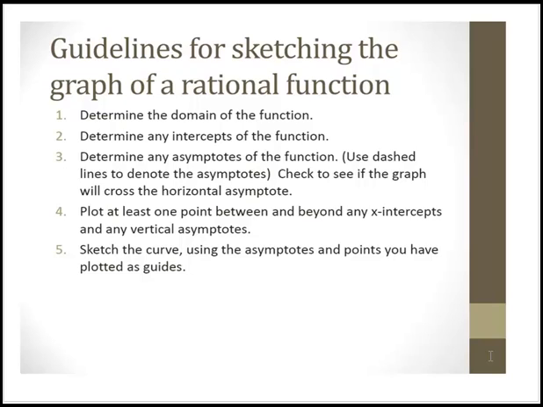We're going to determine any asymptotes. We've seen how to do that in this section. We will use dashed lines to denote any asymptotes. We're going to check to see if the graph will cross the horizontal asymptote, if there is one. Then we're going to plot a few other points between and beyond any x-intercepts and any vertical asymptotes to help us get more of a guide of the curve. And then we'll sketch the curve using the asymptotes and points you have plotted as guides.